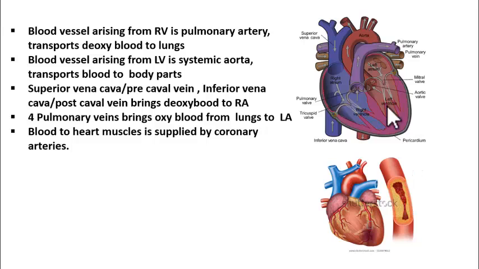So we can say auricles are receiving blood from the veins. The right atrium is receiving blood from the vena cava, and the left atrium from pulmonary veins. And ventricles are giving off blood. The right ventricle gives off blood to the lungs via the pulmonary artery, and the left ventricle gives off blood through the aorta to the body parts. Got it, students? So these are the blood vessels connected.